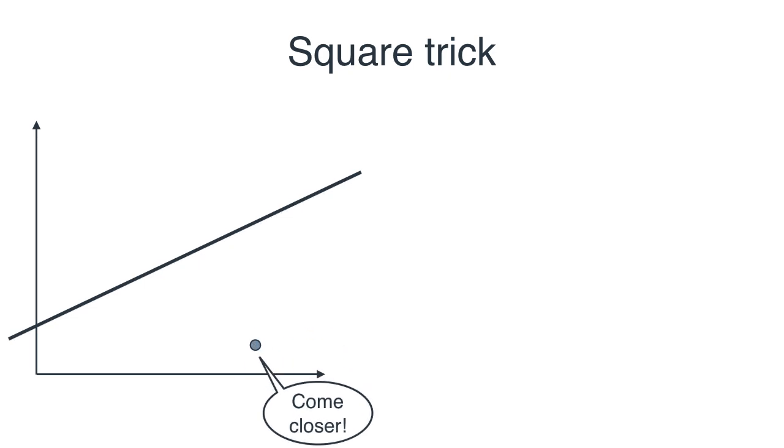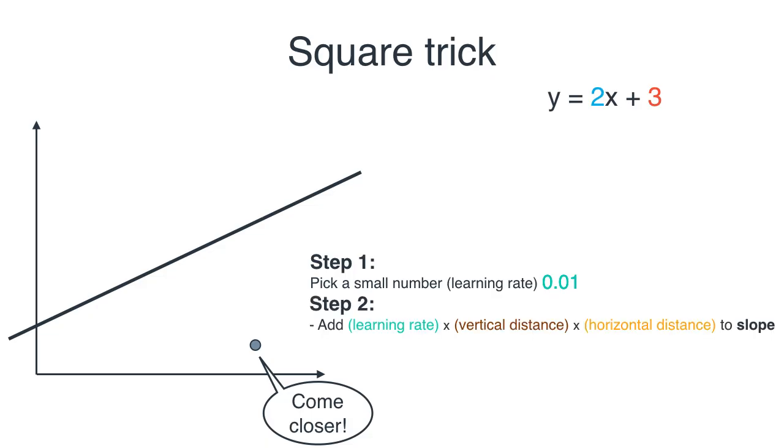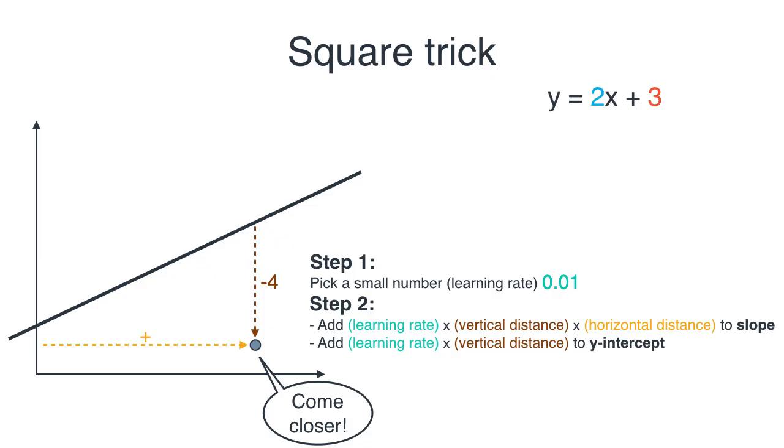Let's check the one where the point is below the line and still to the right of the y-axis. So the point has come closer. This is the equation again. Step 1 is again pick a small number. Learning rate is 0.01. Step 2 is add this to the slope and this to the y-intercept. So now the vertical distance is negative because the point is underneath the line. Let's say it's minus 4. And the horizontal distance is still positive because the point is to the right of the y-axis. So let's say it's plus 5.